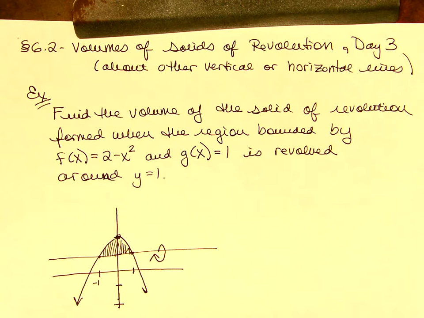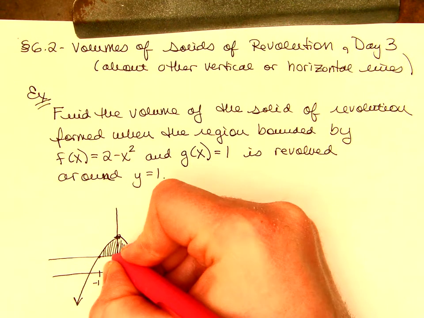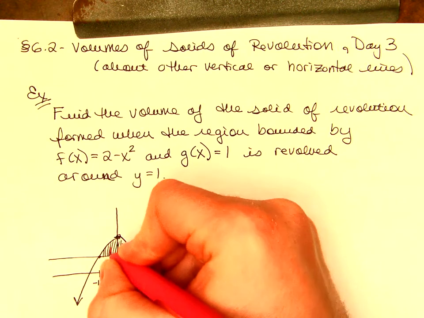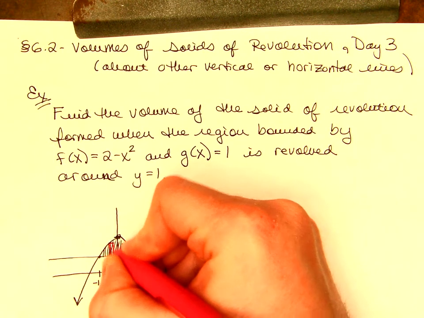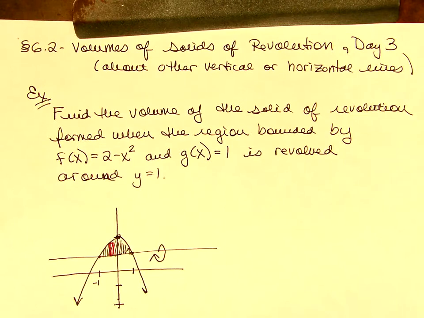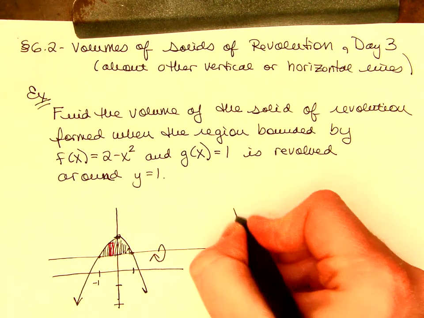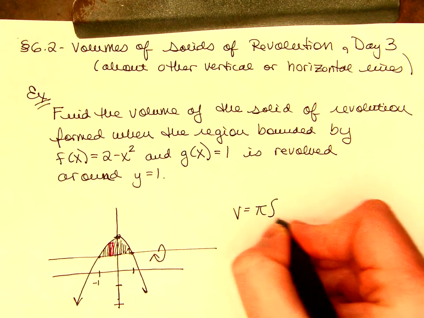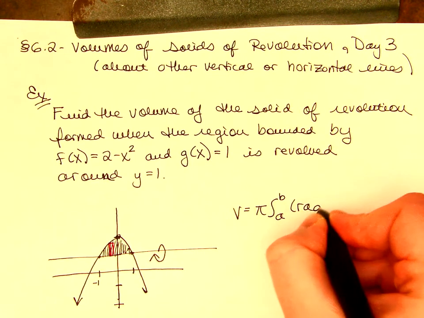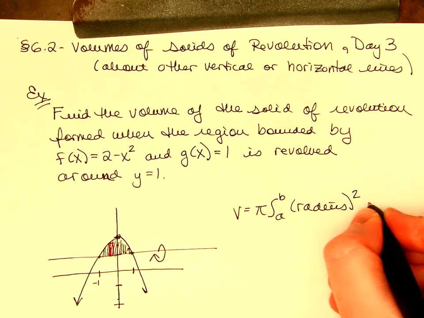Remember that our representative rectangles always need to start on the line we're spinning around and go to our function. So here I'm going to start on the line y equals 1, and I'm going to go to my function, which is the parabola. By the way, hopefully you could look at this and realize that if I'm spinning around y equals 1, there is no space between that region and the line we're spinning around. It is a disk method problem, so our volume is going to be pi times the integral from a to b of just our radius squared. And that representative rectangle is our radius.